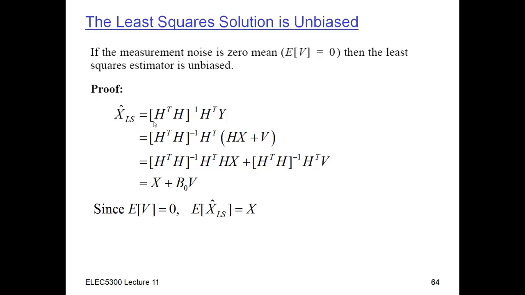So we can prove that that's the case just by putting in the form of the solution that we derived earlier, and then we replace y by its definition, and then we can expand this out. So when we do that, we get an (H^T H) inverse times H^T H x, and then an (H^T H) inverse times H^T v. Now, this and this cancel each other, so I just get x, and this you can see is just B0 v. And if I take the expected value of this, then I just get x plus the expected value of this, but the expected value of this is 0 by our zero mean assumption. So therefore, we show that the estimator is unbiased.